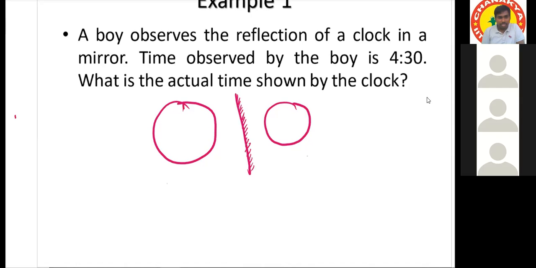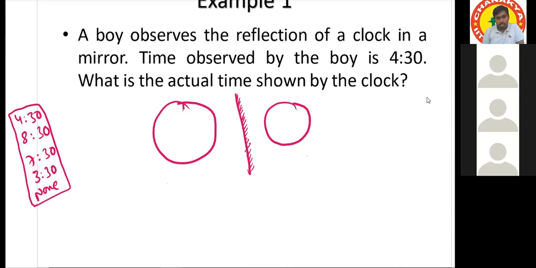Here the options are 4:30, 8:30, 7:30, 3:30, and none of these. Then it's 8:30, sir. Yes, sir, 8:30. Okay. If it would be 5:30, it will be 7:30.